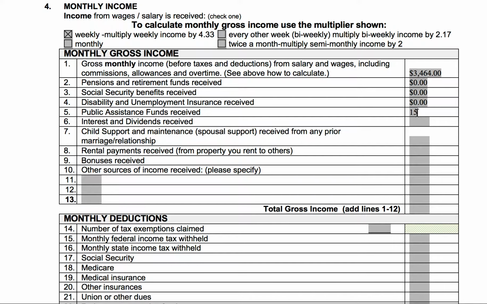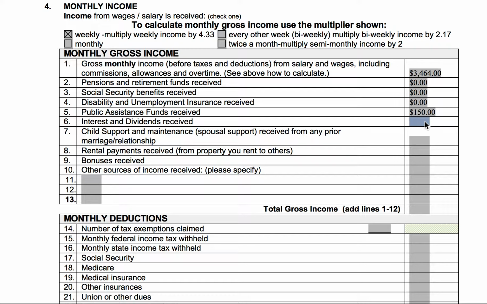So let's say Jane gets $150 in food share per month. That's what we would put in this line. And do note, I didn't multiply that by this 4.33 or by these numbers because that amount is already reported monthly, so we don't need to calculate it at all.